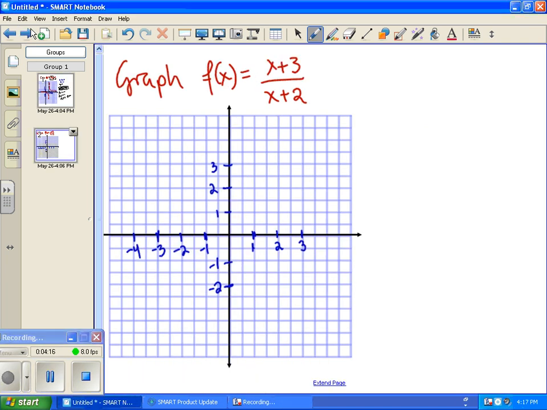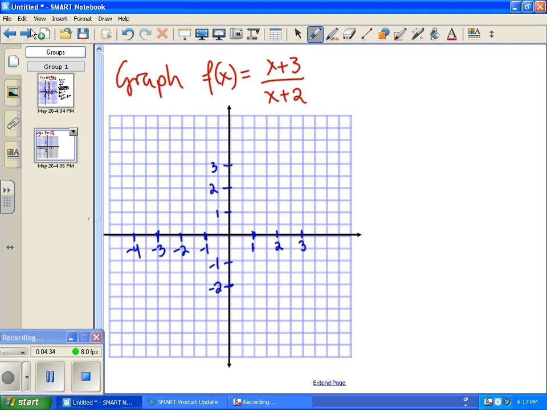Okay, graph f of x equals x plus 3 over x plus 2. Okay, this is a slightly different function. Now we have an x on top and the bottom. So it works the same way, except for the horizontal asymptotes. We calculate those a little differently in this case.